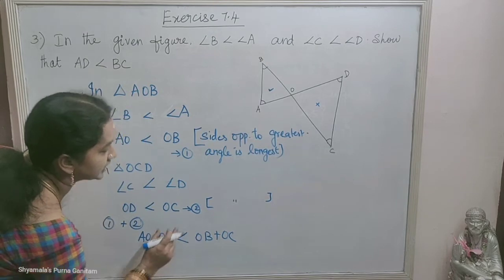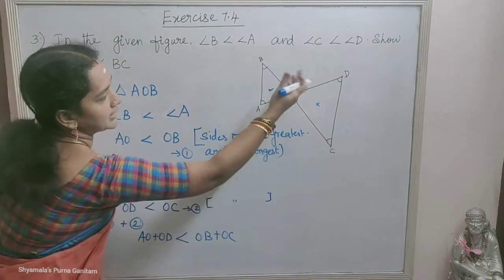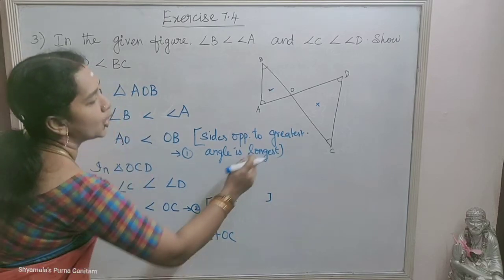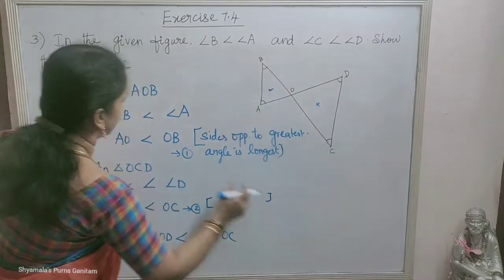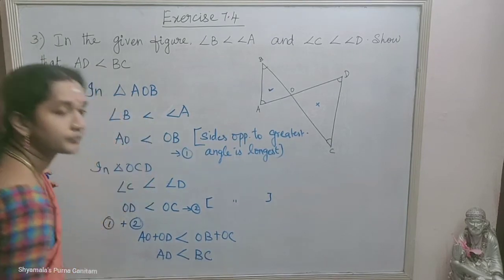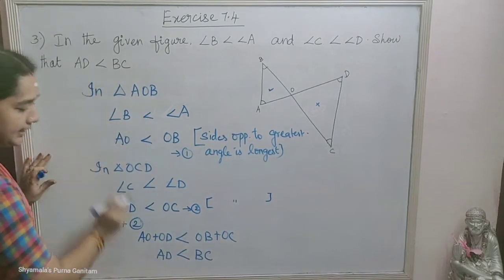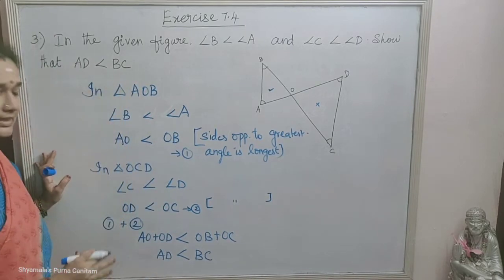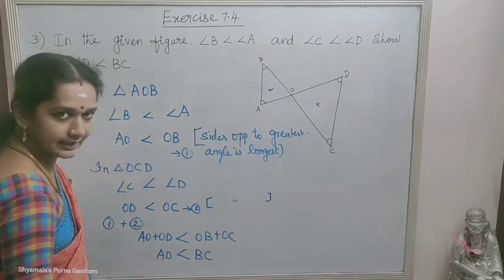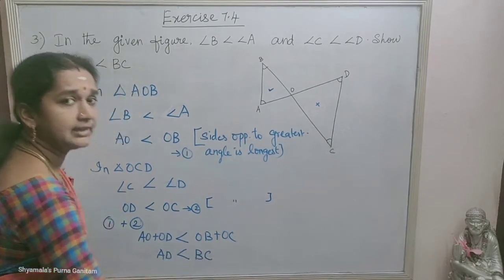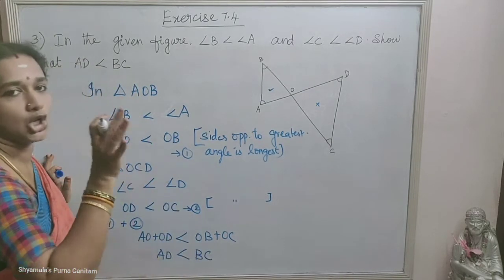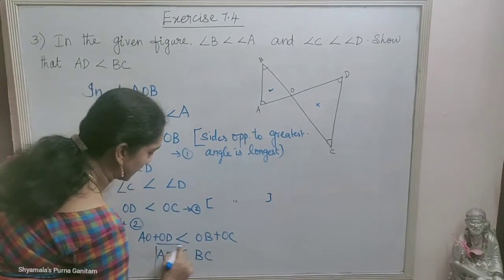Okay, so AO plus OD is length AD, that is less than OB plus OC. OB plus OC is length BC. Okay, so AD is less than BC. So this is the thing we are asked to prove. So length AD is less than length BC. So we have proved that BC is the longest length.